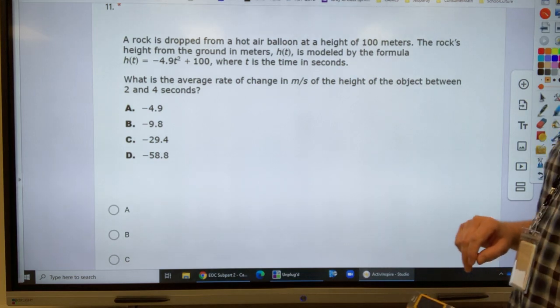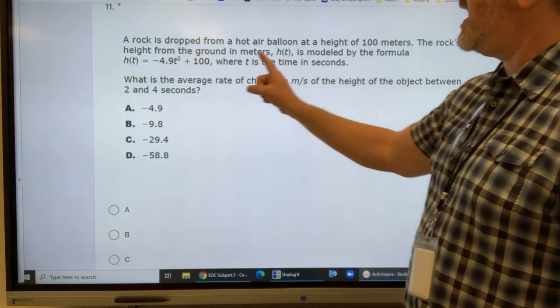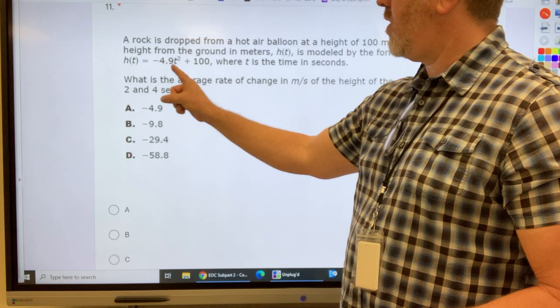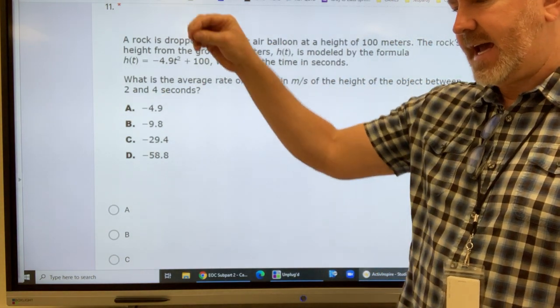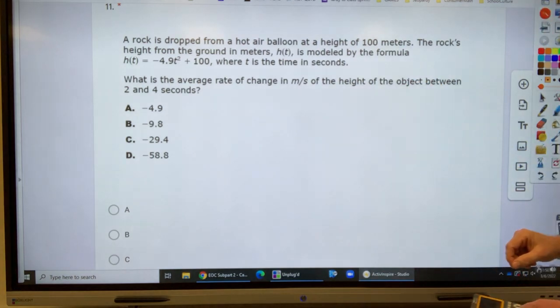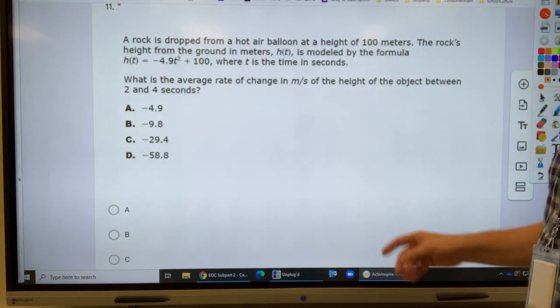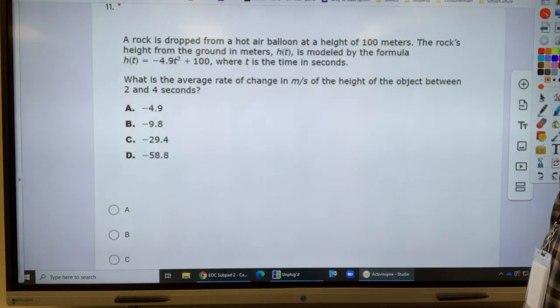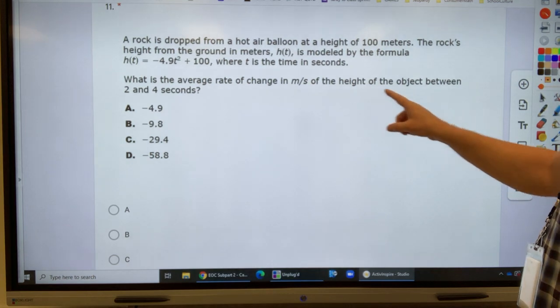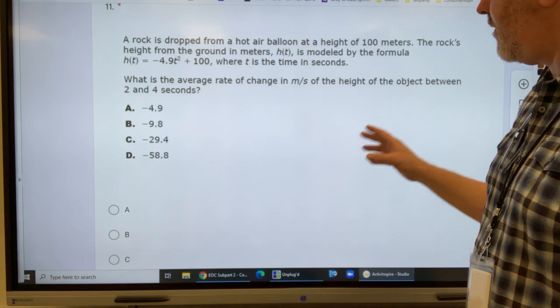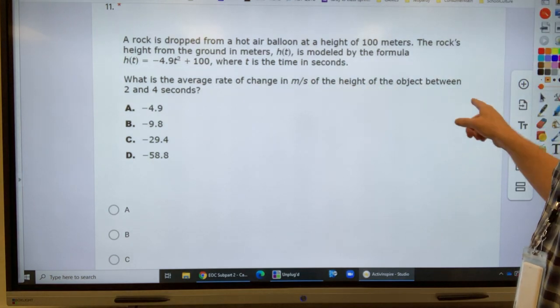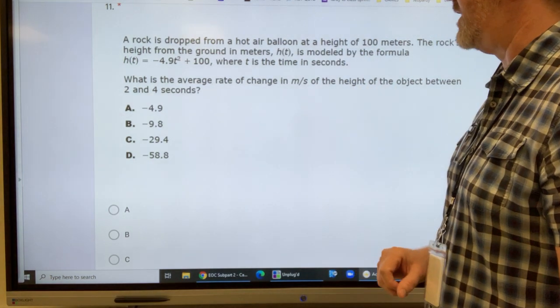This one's not fun, but it doesn't take a lot of time. They give you a formula for the height of a rock at every millisecond as it's dropped from a hot air balloon. The question is, what's the average rate of change in meters per second of the height of the rock? Everything's in meters, so we don't have to do any conversion. Between 2 and 4 seconds.